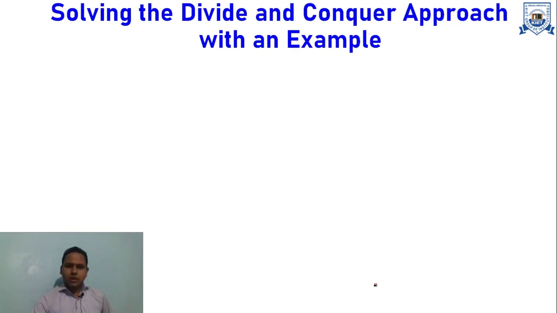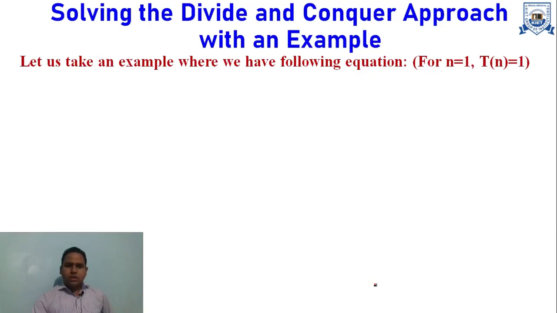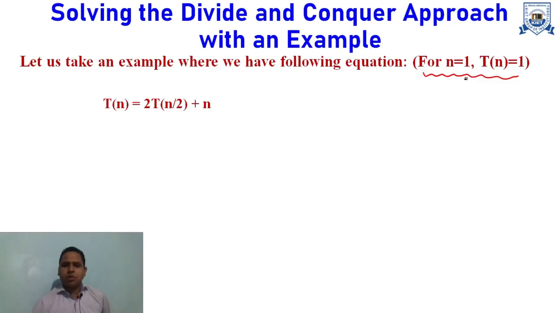Next let's take one example to solve with the divide and conquer approach. We have T(n) = 2T(n/2) + n. Here n is the cost for combining. Given that if n is 1, the time complexity for solving that is 1. This is our small problem, the stopping condition. We need to solve this.